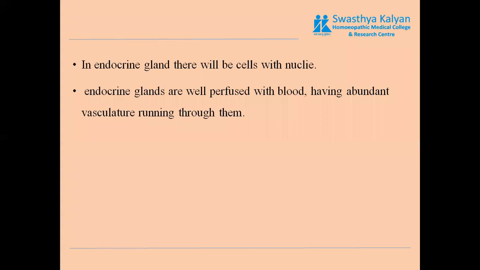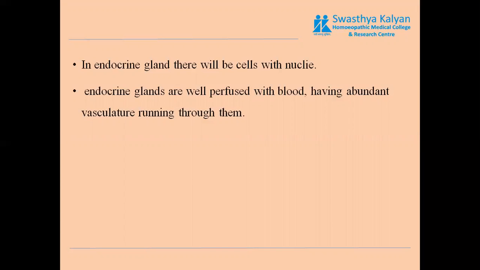In endocrine gland, there will be cells with nuclei. अब यहाँ पे हमें बहुत concentrate होकर समझना है endocrine glands में क्या होता है. हमने ये तो समझ लिया कि endocrine gland क्या होते हैं. They have no ducts. Endocrine glands have no ducts and the product is made in the gland but it is not exported via duct. इसीलिए हम इनको बोलते हैं ductless glands. तो endocrine gland में क्या होता है? There are cells with nuclei.